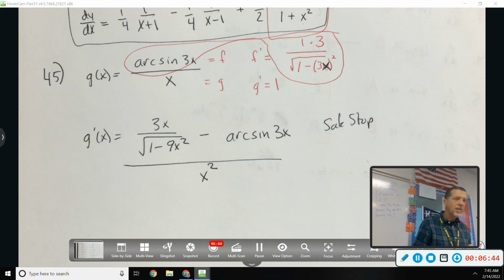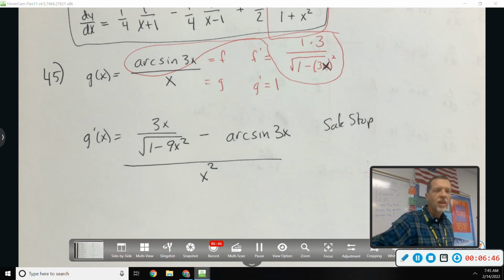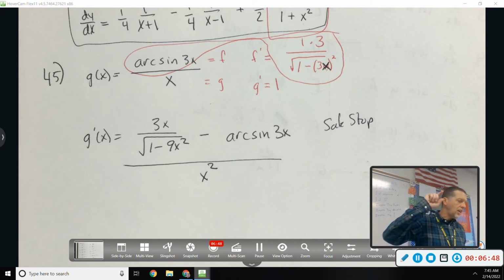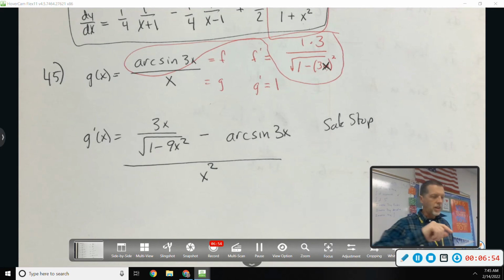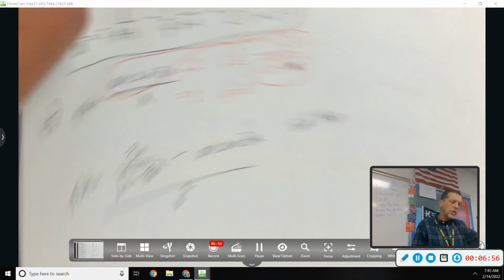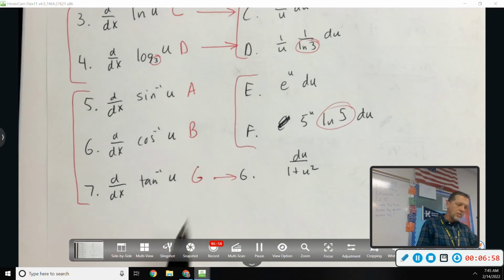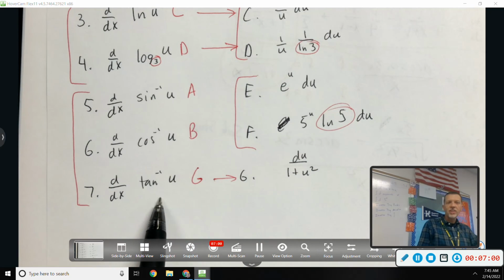lesson. Let's move on to today's stuff. It's antiderivatives involving inverse trig functions. So it's a long title, but it's going backwards from what we did. It's basically using 5, 6, and 7 in reverse.